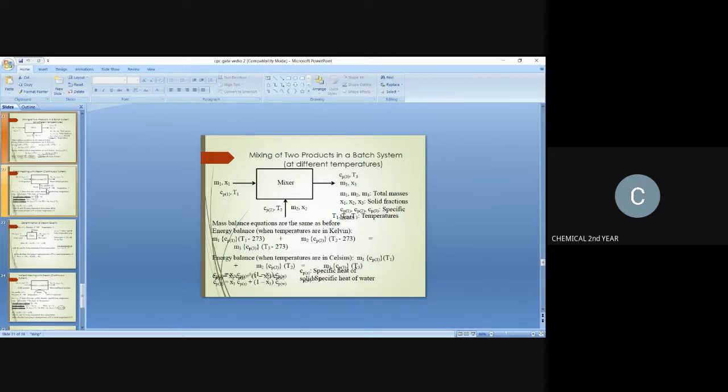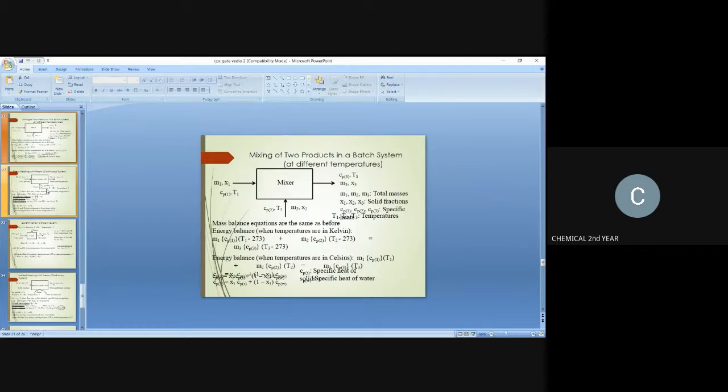The total mass balance equations are the same as before, but for the energy balance equation, when temperatures are in Kelvin, the energy balance can be written as m Cp del T. So M1 Cp1 into the temperature difference, that is T1 minus 273. Next, our input is substance 2, so M2 into Cp2 into T2 minus 273, which is equal to M3 into Cp3 into T3 minus 273, that is our output.